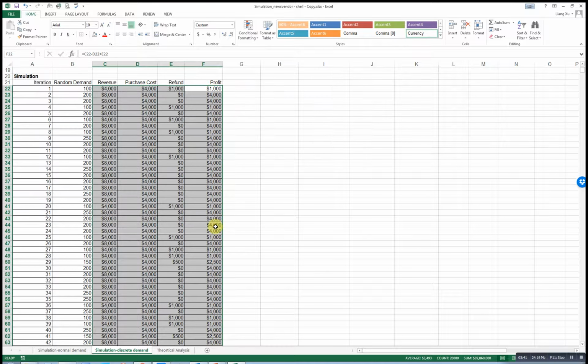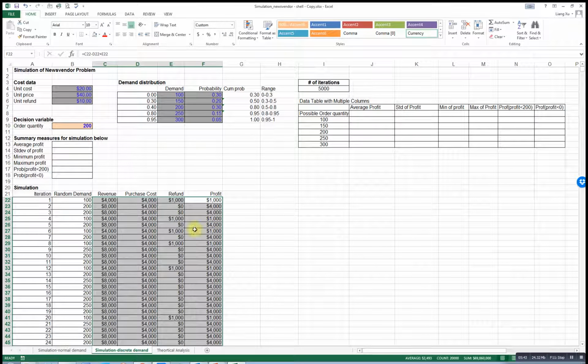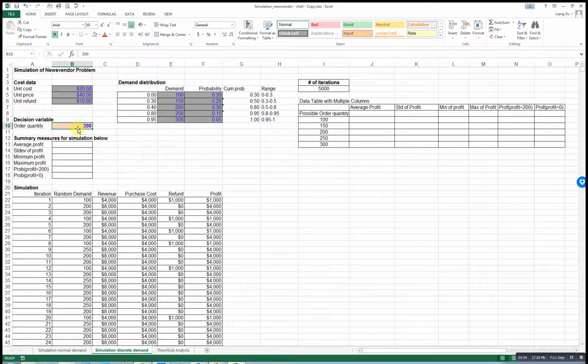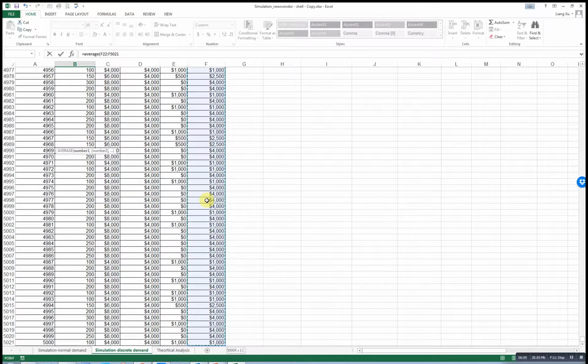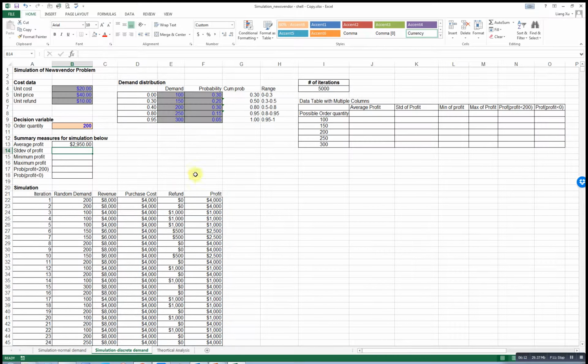You will notice that the purchase cost is the same, because for all realizations of demand, your purchase cost is the cost of purchasing these 200 units. So it's the same in different realizations of demand, but profit may be different. That's basically what represents the risk associated with this. The average profit is then given by this, and then the standard deviation of the profit is given by this.